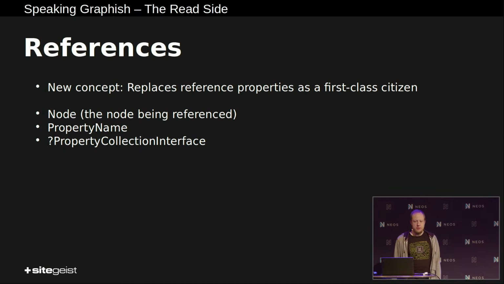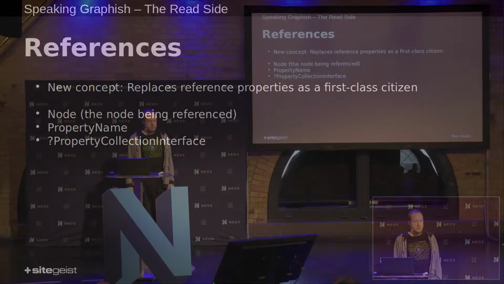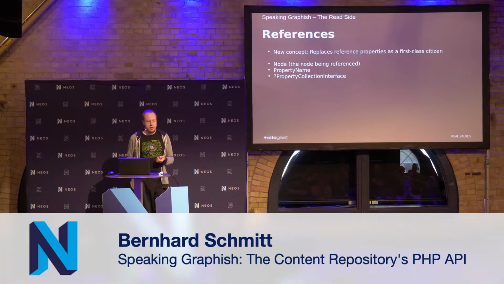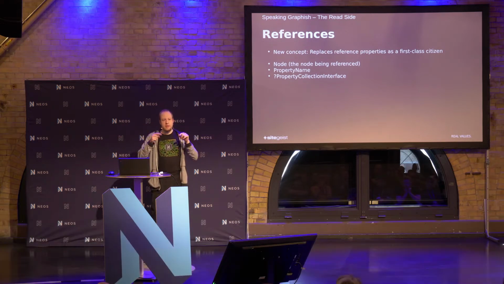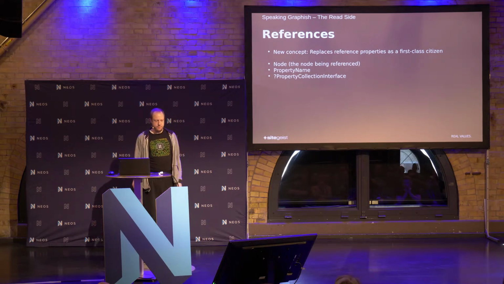Then one of the new kids in town are references. So that's a new concept. In the past, you had these reference properties, and if you called getProperty on that reference name, you just got the reference node, and there was no way, except with Elasticsearch, to find the referencing node. So this now goes in both directions with the references and back references, and what you get is actually a reference object, which contains, of course, the node, then the property name, and these references can have properties themselves. So you can describe, okay, this node is related to this node under some conditions.